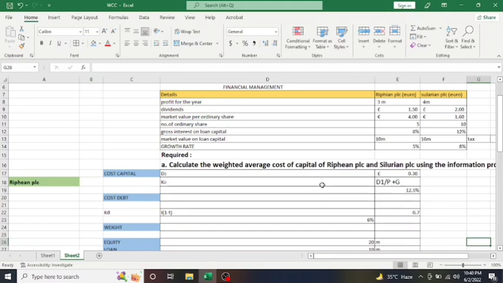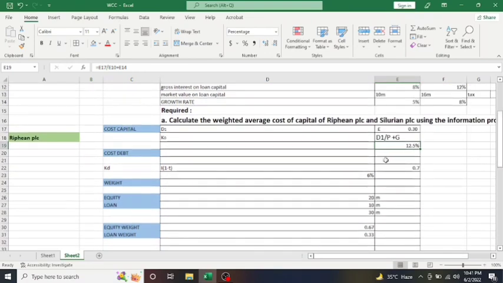The formula for cost of equity is dividend per share divided by the market value per ordinary share, plus growth rate. If I click on it, you can see this formula appearing here, and all of the values are in the table. We have the dividend per share that we just found, the market value of ordinary shares, and the growth rate right here. Dividend per share divided by market value of ordinary shares plus growth rate gives our answer, that is 12.5%.